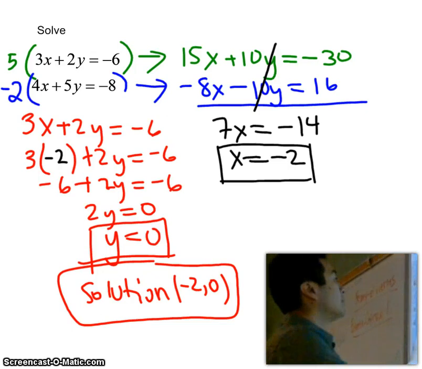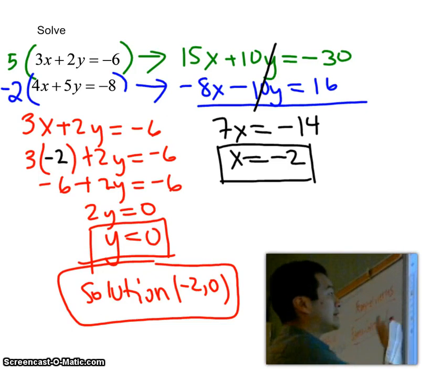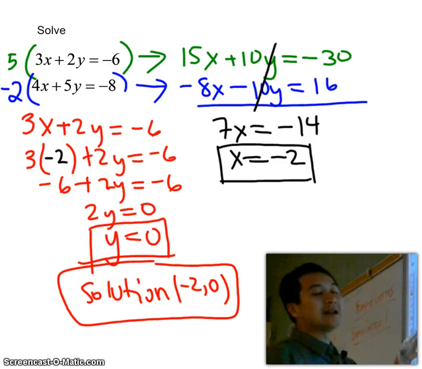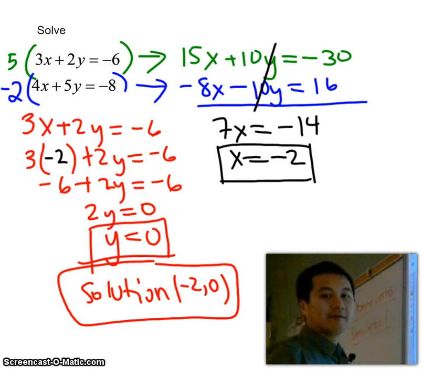Plug it in. Plug in negative 2. 3 times negative 2 is negative 6, plus 2 times 0 is 0. It's negative 6. Good. Plug it into the other one. 4 times negative 2 is negative 8, plus 0 is negative 8.